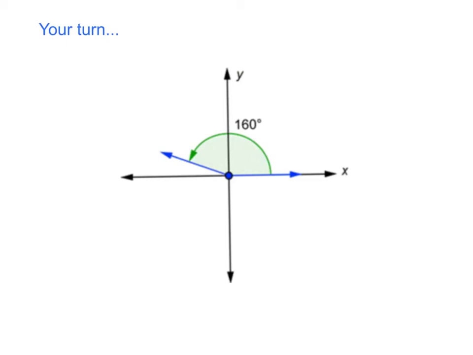I'm going to pause for a minute and let you try this one. Did you get 20 degrees? I hope so. If you were to draw a reference angle, a triangle, to the x-axis, that would be to 180 degrees, and 180 minus 160 would be 20 degrees.